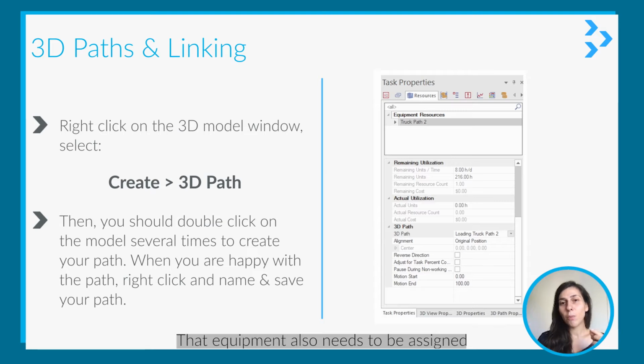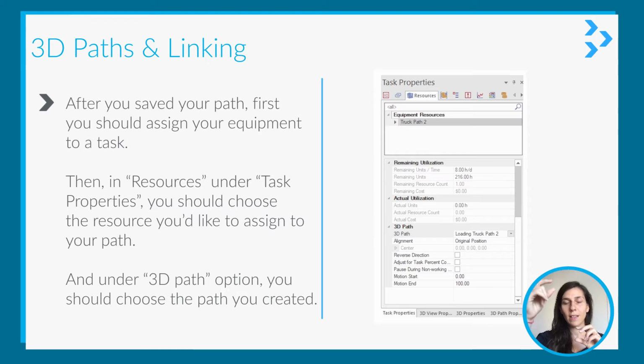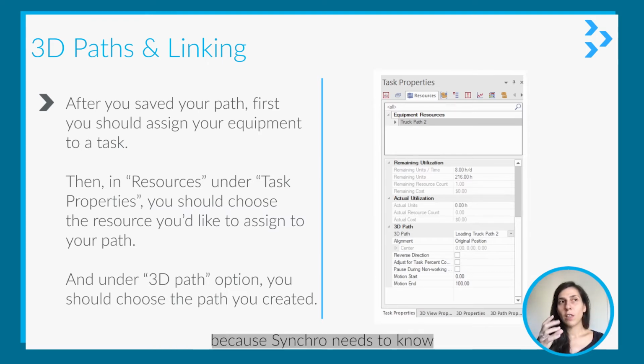So once you save it, Synchro needs to know which equipment will follow that path, right? And that equipment also needs to be assigned to a certain task. So what you will do after you save your path, first you should assign your equipment to a task, because Synchro needs to know when that truck will move, right? So you need to assign it to a task first.